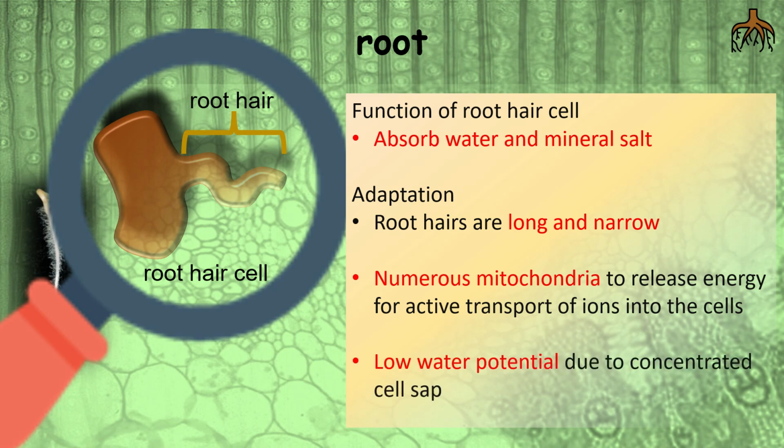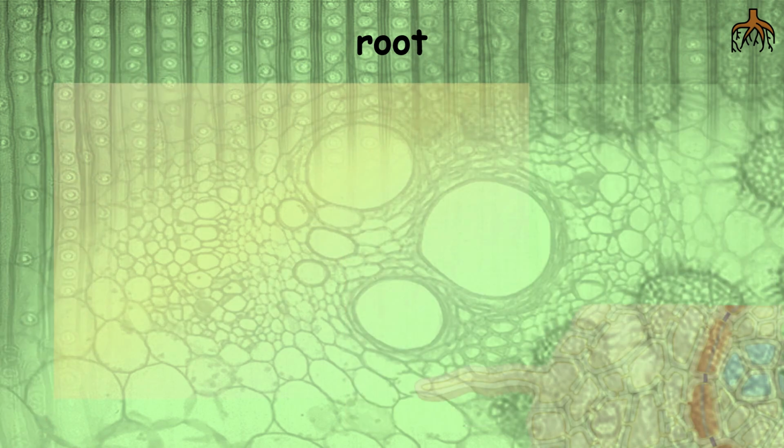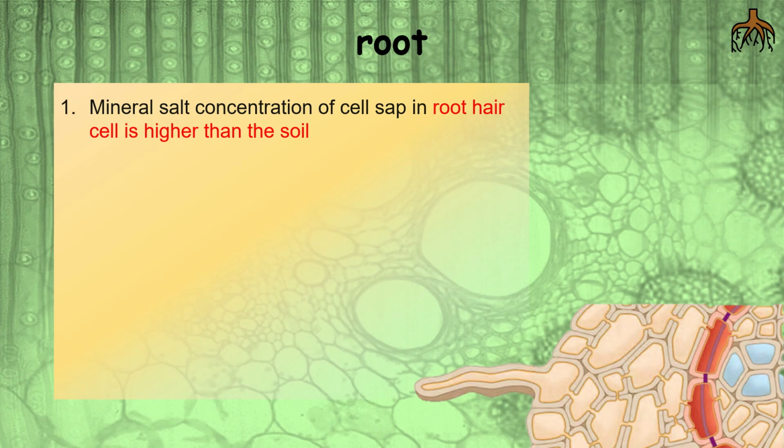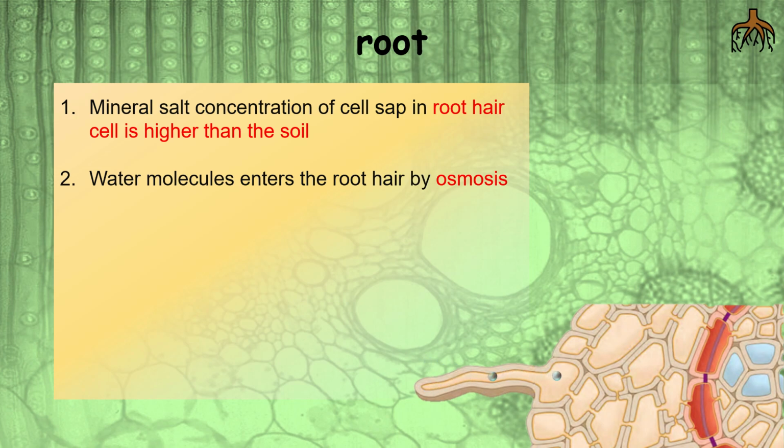This reduces the water potential in the cell sap, hence causing the water potential in the cells to be lower than that of the soil. Since the salt concentration in the root hair cell is higher than in the soil, water molecules will enter the root hair cell by osmosis.